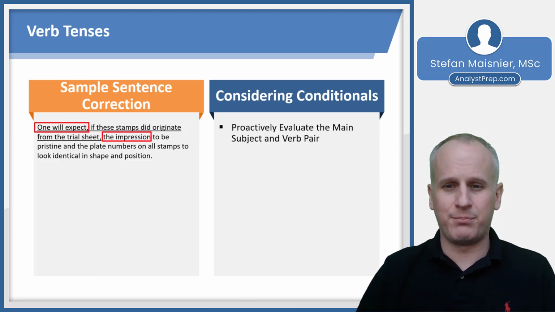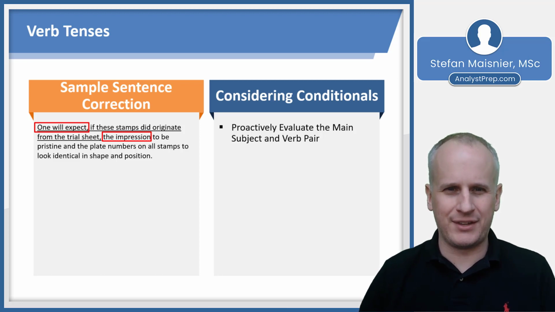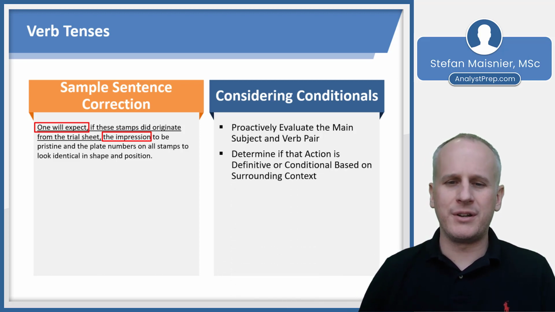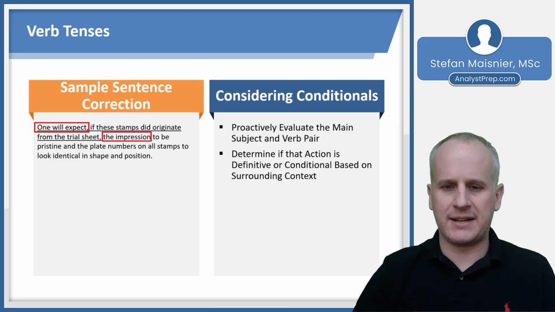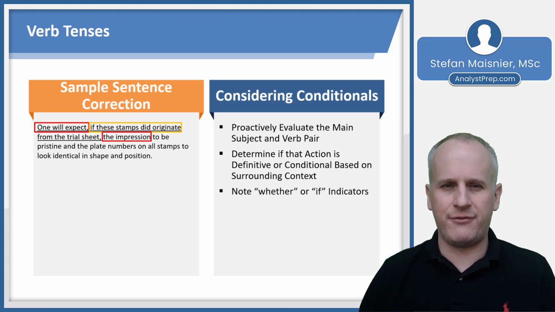So, as always, we want to proactively evaluate that main subject verb pair. And in this case, we're going to include in the evaluation that object that one will expect. So, we just simplify it. One will expect the impression, and everything that comes afterwards in the non-underlined can kind of be ignored, at least for this specific evaluation. Then we want to determine if that action, that one will expect the impression to be something, is definitive or conditional based on surrounding context. And you can use whether and if as indicators of possible conditionality.